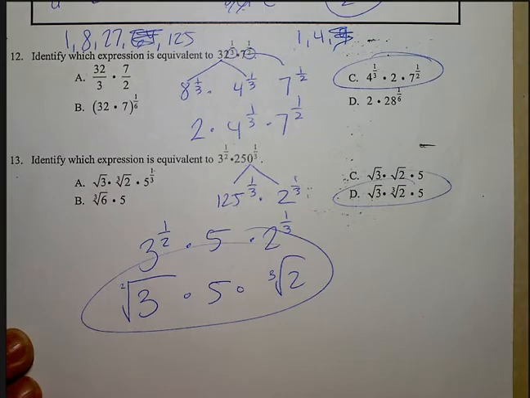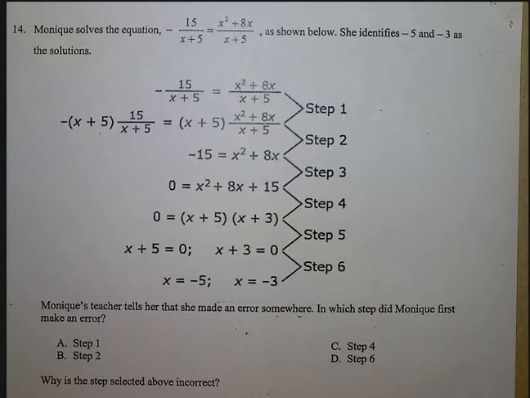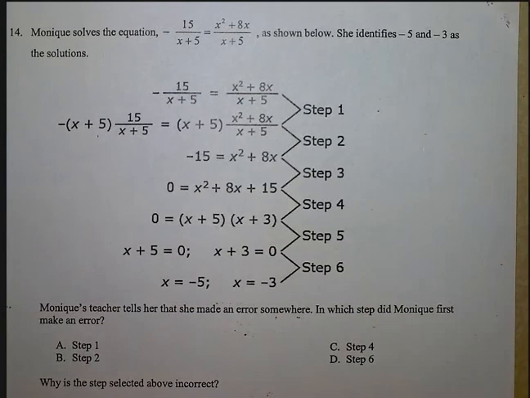Flip to the back side, please. Oh, you guys don't have this paper out. Monique solves this equation, and she identifies -5 and -3 as the solutions. Monique's teacher tells her she made an error somewhere, and in which step does she make the first error?